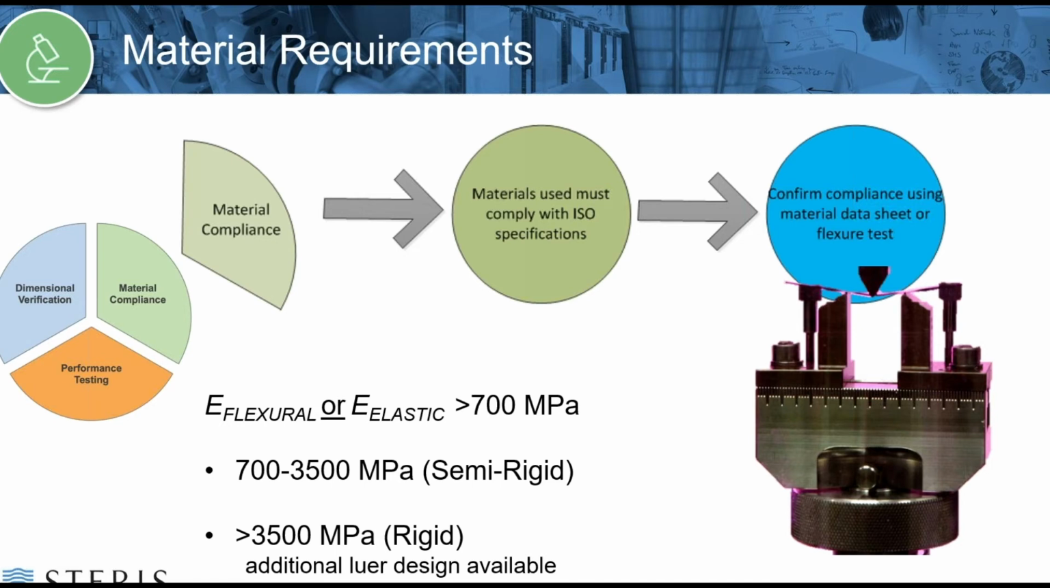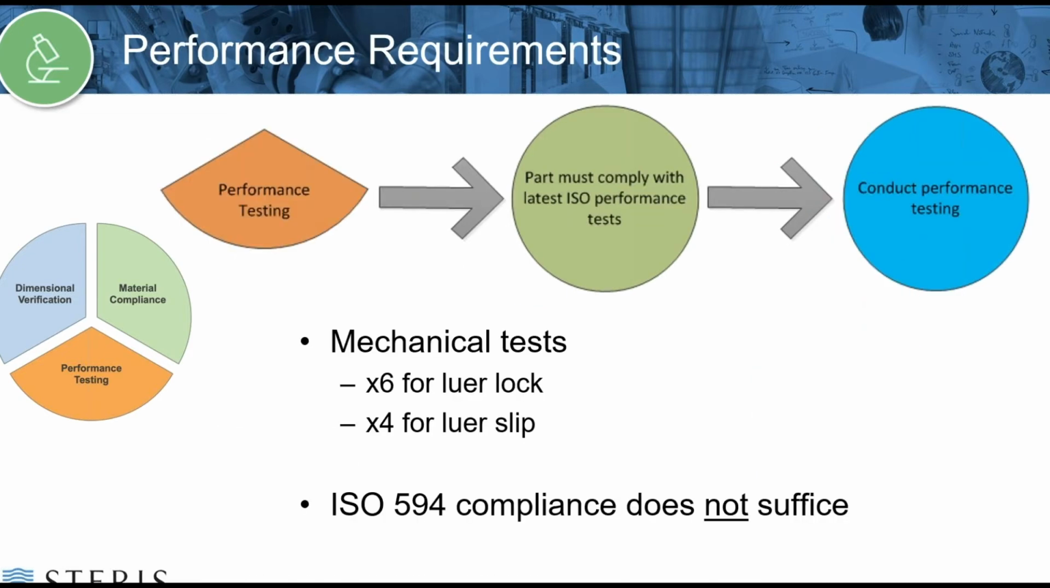The second shift is towards a material compliance requirement. Now, with 80369 Part 7, the Luer connector must have a minimum flexural or elastic modulus of 700 megapascals. They have also cleared up what exactly a semi-rigid material is and what a rigid material is, with the flexural modulus detailed on this slide. Compliance with this material requirement can be determined through test or through reference of a material data sheet.